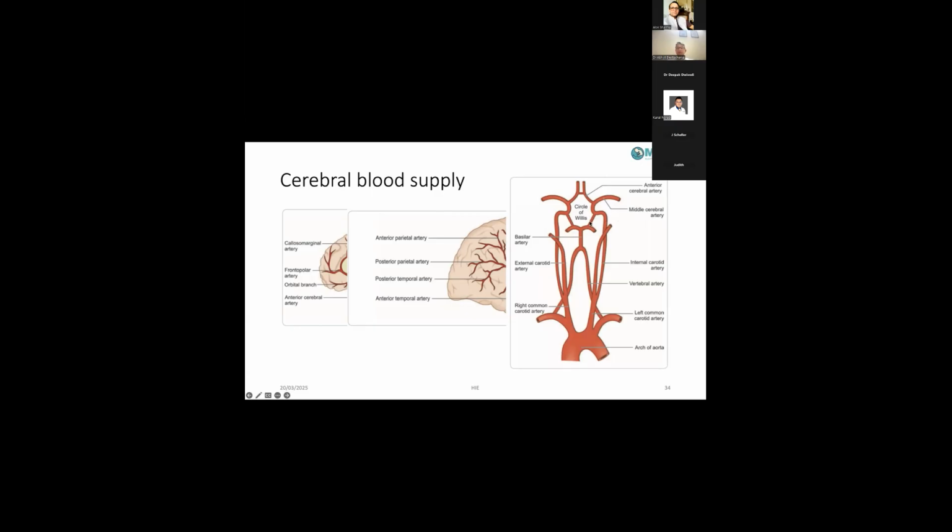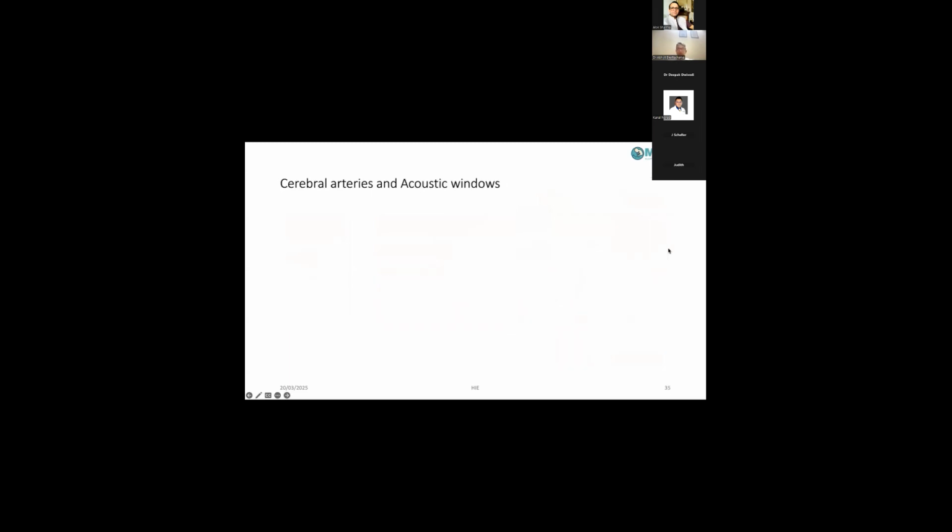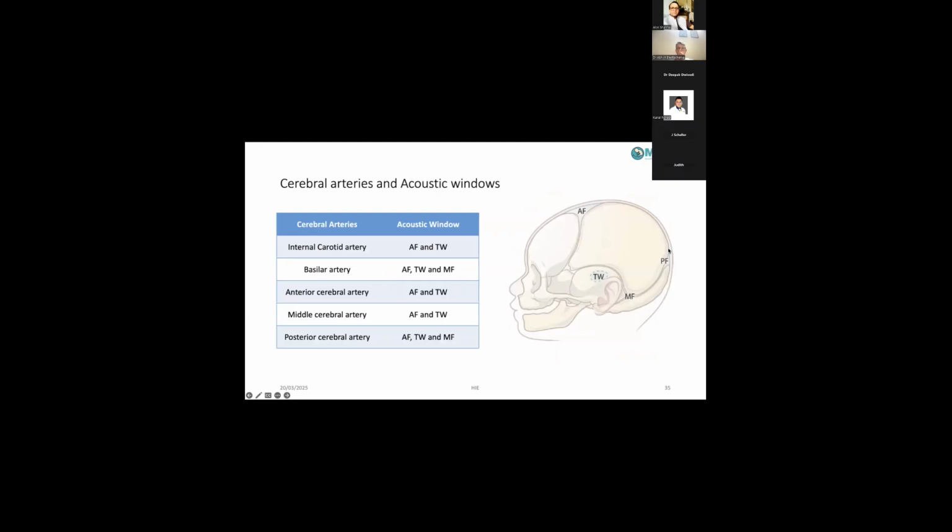And then you have the posterior cerebral artery. We do not use the posterior cerebral artery. I don't know, you don't have any windows down here to access that. And this is a slide to give you the cerebral arteries and the best acoustic windows to use. It's self-explanatory, and you'll have the whole presentation uploaded, so you can have a look whenever you're doing the Doppler interrogation of the vessels. All right.